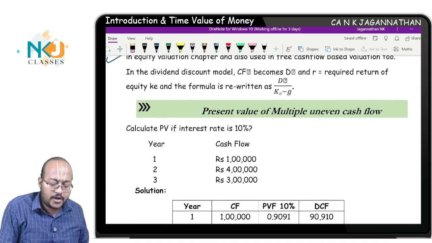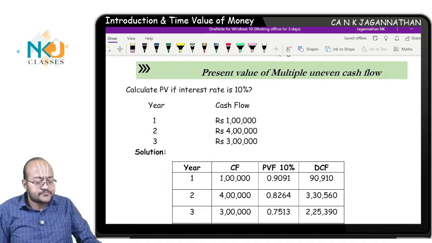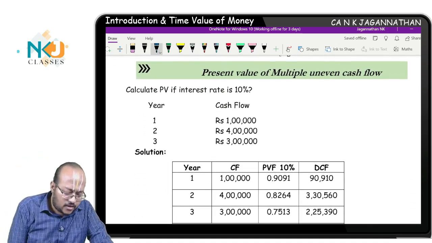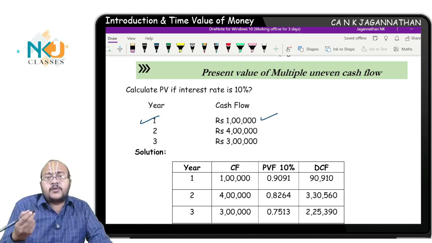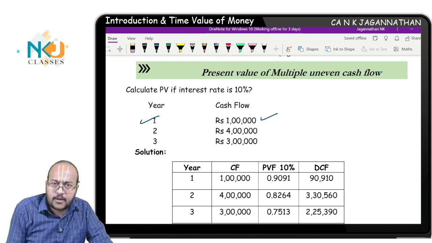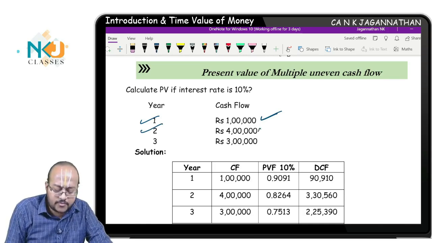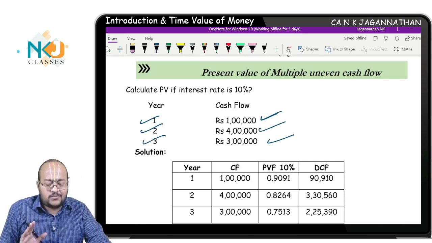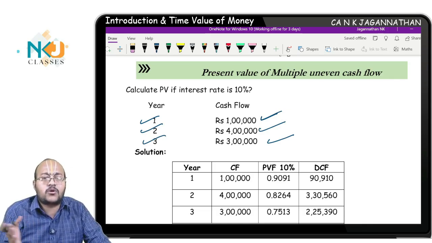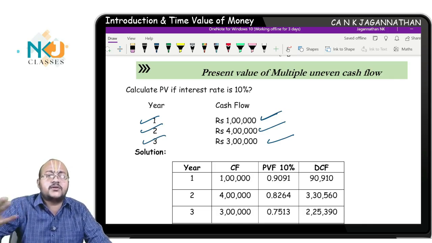Next, present value of multiple uneven cash flows. Very simple. See, every year I am getting a different amount. Multiple uneven cash flow means what? At the end of year 1 I am receiving some cash flow, 1 lakh rupees, end of year 2 I am receiving 4 lakh rupees, year 3 I am receiving 3 lakh rupees, which means my cash flow is not uniform. Correct? Every year I am receiving different cash flows.